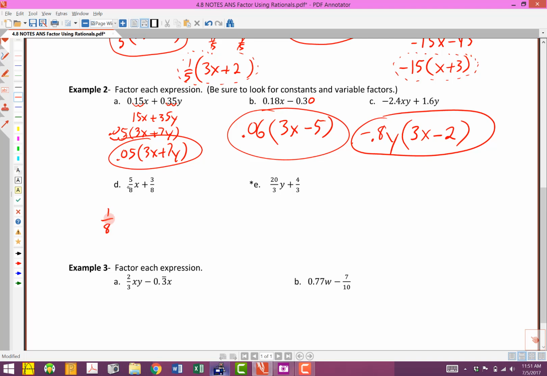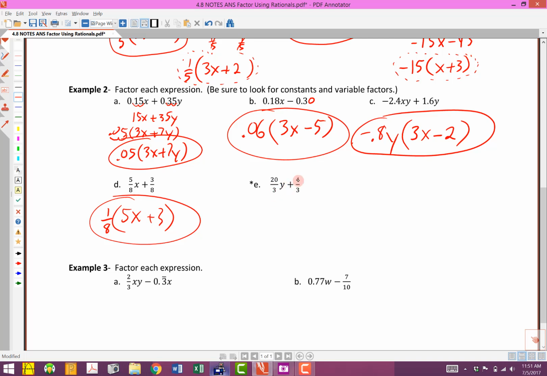So we're going to take out a 1/8. There are no variables that are common right here, so that means we took out the 1/8, we're left with the 5 and the x, and if we took out the 1/8, then we're left with the 3. And you can see if we distribute back through, we would end up with that right there. Let's take a look at this one right here on E. We've got an asterisk by this for a reason.